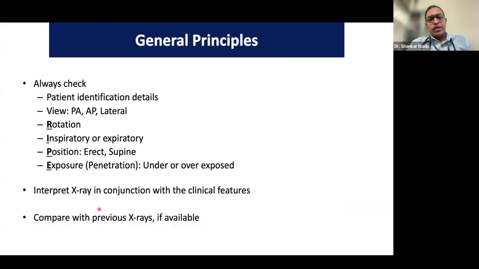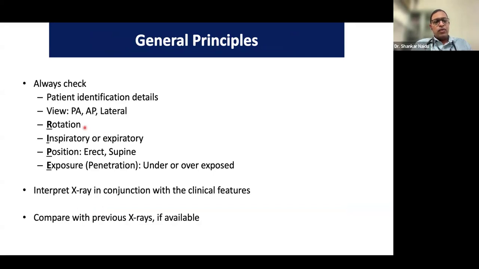There are some general principles before we start interpreting the X-ray findings. The most important thing is to always confirm that the X-ray you are reading is for the patient that you have ordered it for. Identification of the patient details is very much essential, especially in busy areas. If we have a lot of patient overload, it is always important, because wrong interpretation would result in wrong prescription. So always check the patient identification details.